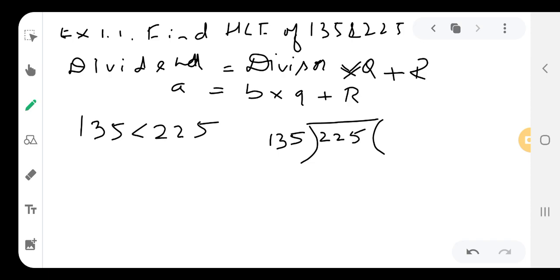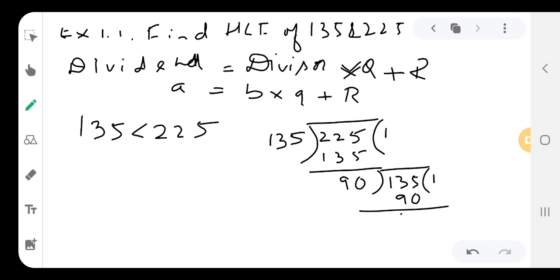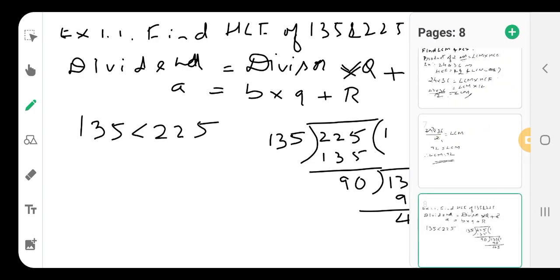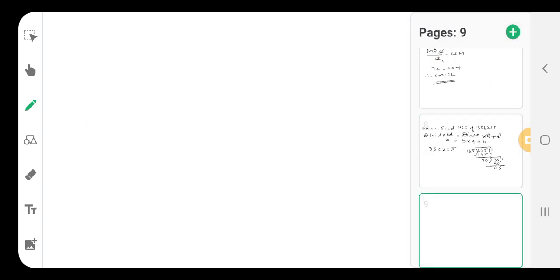Okay. So now we will divide it once, that is 135 as it is. Now how much we will get is 90. Again we will take this as the divisor and 135 here. So how many times is it? 1s are 90. Okay. Now what remains is 45. Now 45 we got.